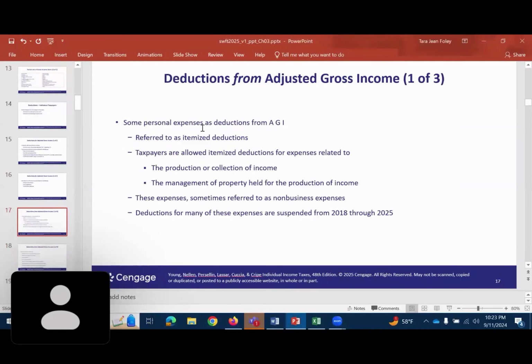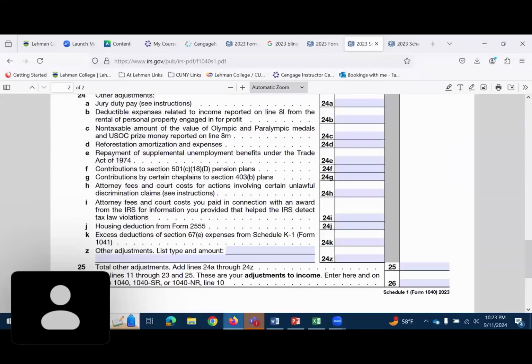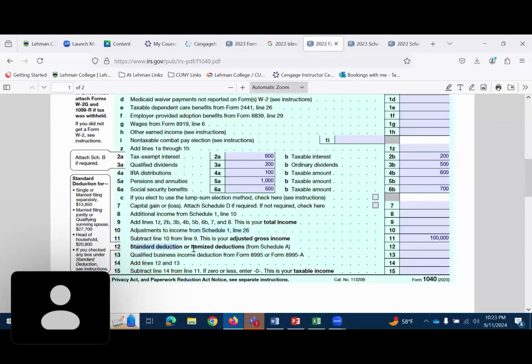Again, from AGI are just either your standard deduction or your itemized deduction. And your itemized deduction is your Schedule A.